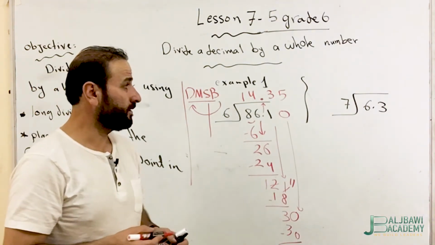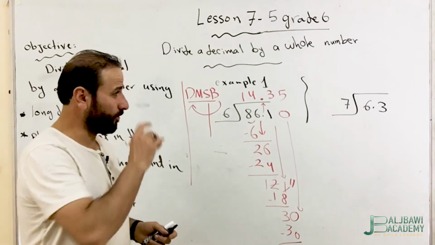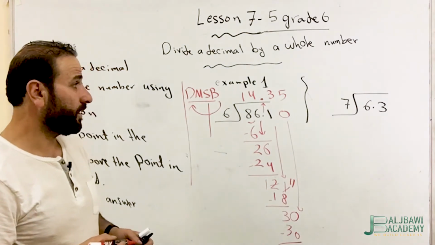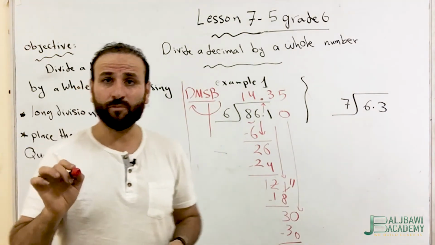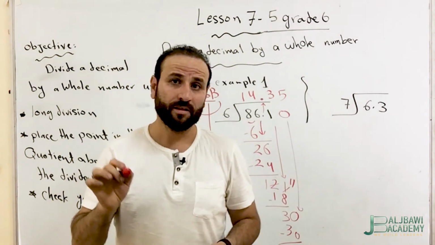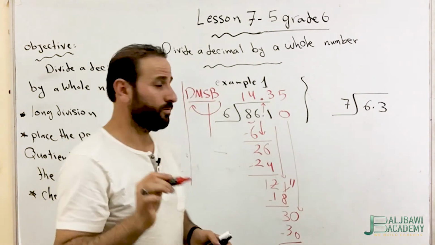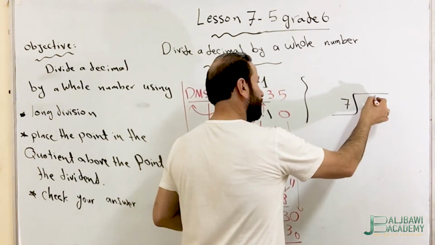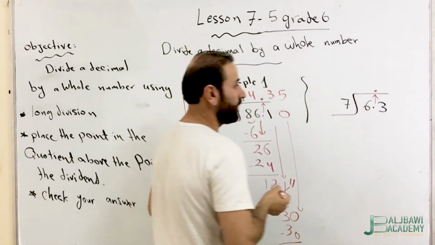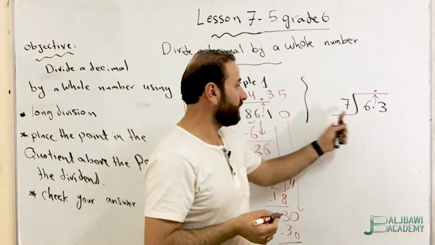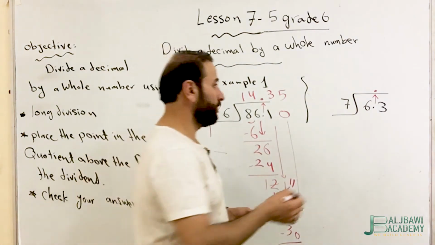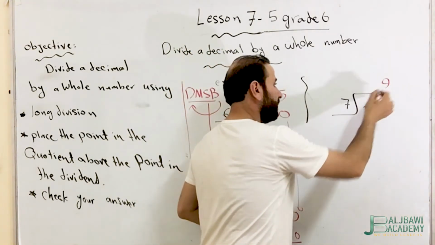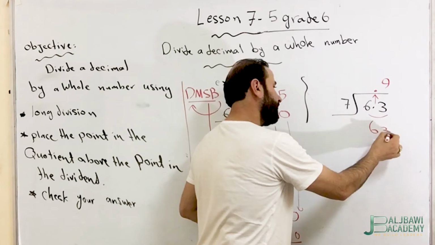Now another example, which will be very easy compared to this example. 6.3 divided by 7. As I mentioned before, the first step, which is very important, is to place the decimal point in the quotient above the decimal point in the dividend. So now we start dividing. 6 divided by 7, we cannot, so we take it as a whole. 63 divided by 7 equals 9. 9 multiplied by 7 equals 63.